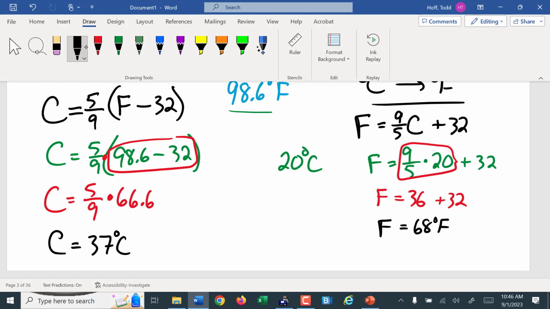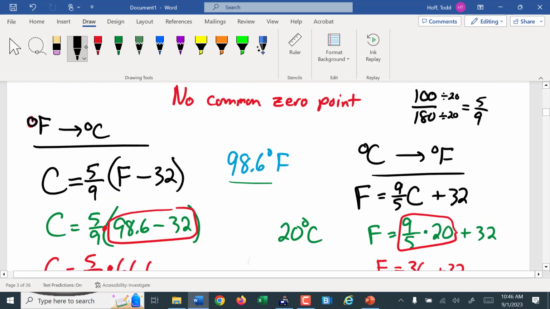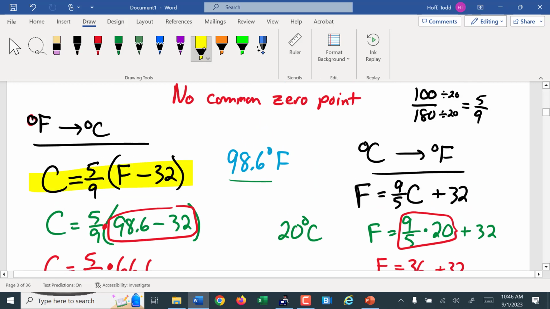Any questions on those formulas? I'll scroll back up to make sure you have those two formulas down if you need them.